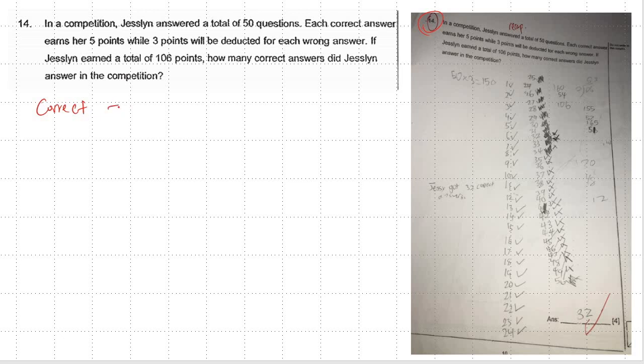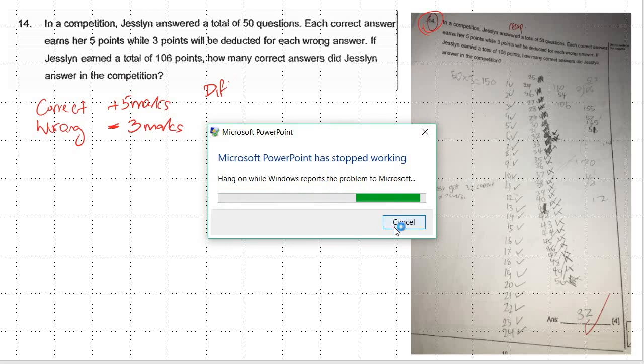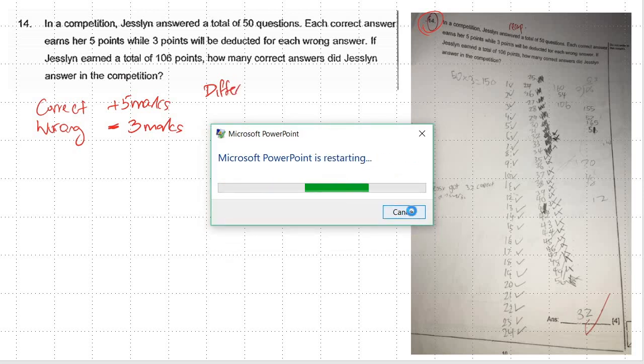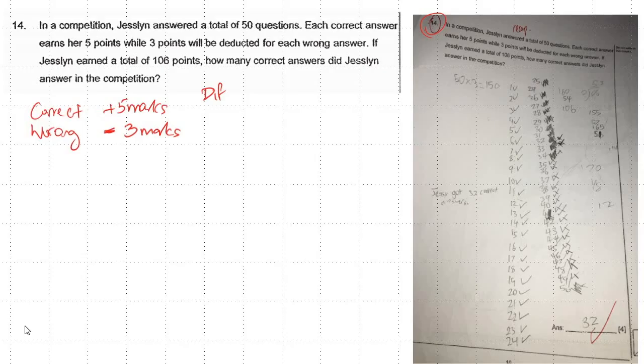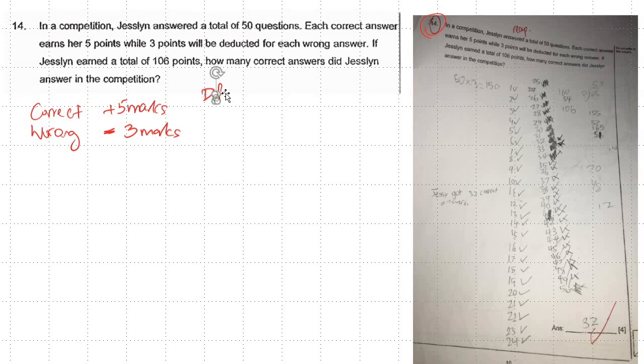you will add 5 marks. Wrong one, you deduct 3 marks. Of course, because of this, you are scared, so you don't know how to do it. You don't know how to use the guess and check. Always find the difference. Remember back, why was it break? Always remember the difference. Okay? The difference.